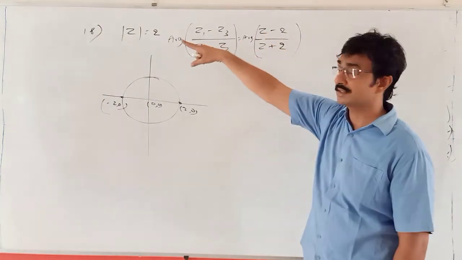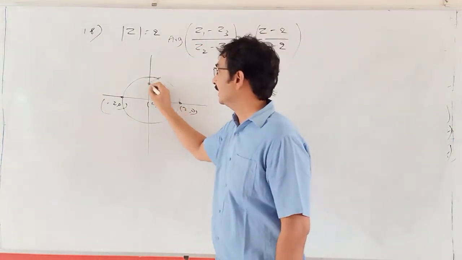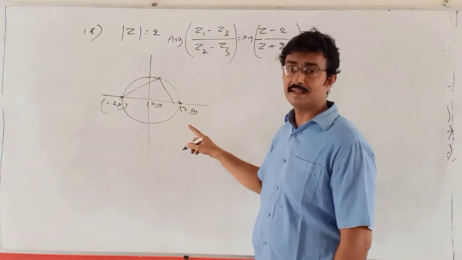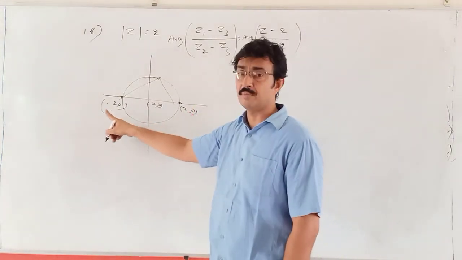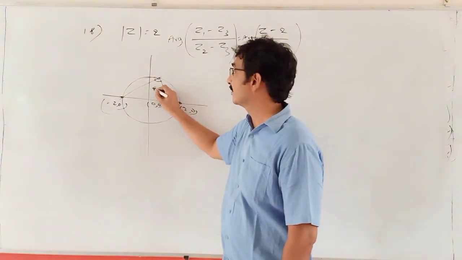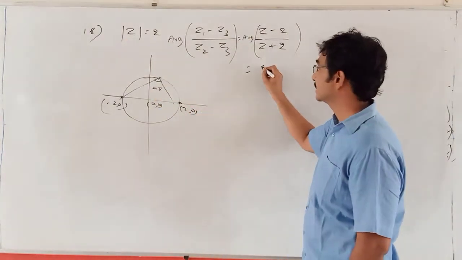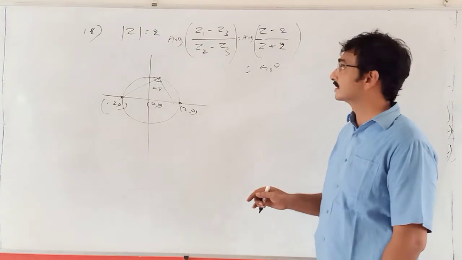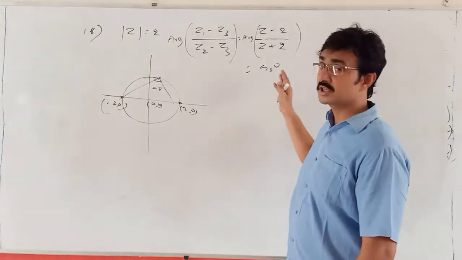Z lies on the circle, so this angle made by the line segment joining 2 comma 0 and minus 2 comma 0 at z, on the circle, is always 90. So RHS is clearly 90 degrees. So LHS is also 90 degrees.